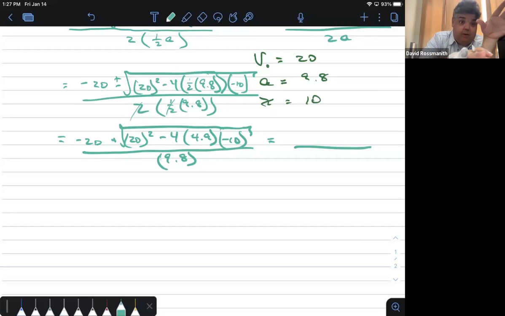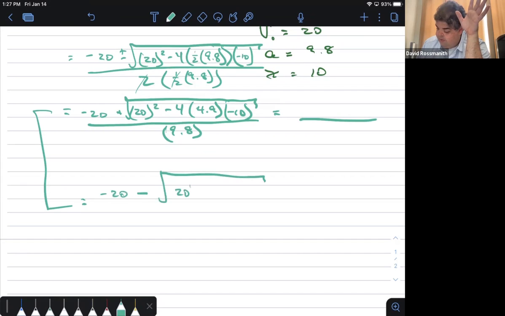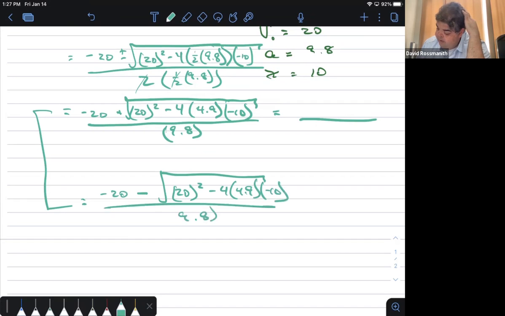But that's only the plus one. So now I have to redo it again, this time using the minus sign. Same exact thing: negative 20 minus the square root of 20 squared minus 4 times 4.9 times negative 10, all divided by 9.8. Again, I stick these numbers into my calculator, be careful with it, and I get some other number. And so now I have two answers. In mathematics, two answers is perfectly fine. T can be 3.5 or it could be negative 18, whatever the answers are.